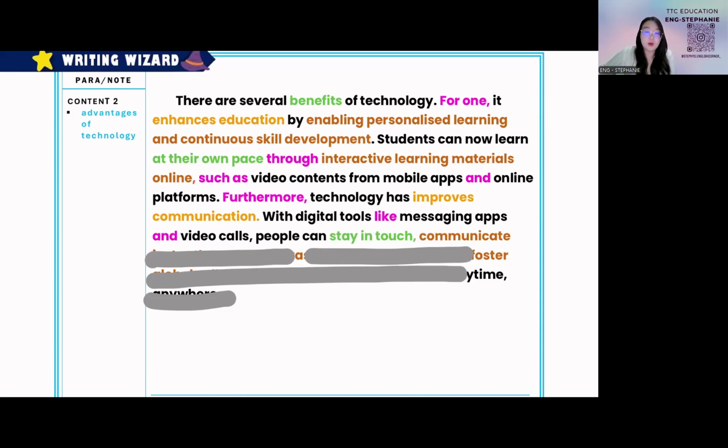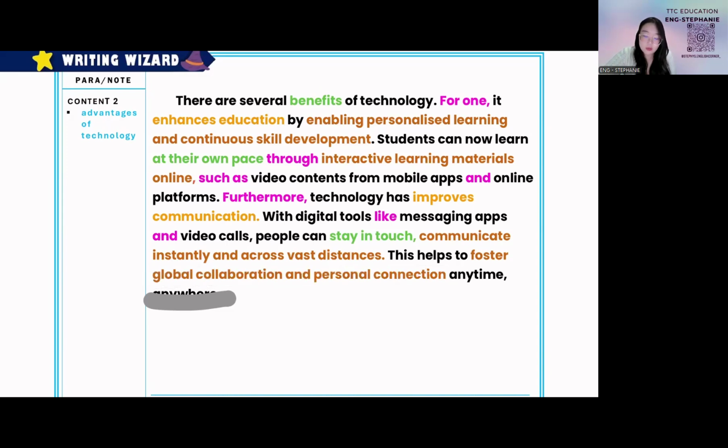We use some word pairs here. Communicate instantly across vast distances. Then your ending. So what's the effect? What are the consequences? This helps to foster global collaboration and personal connection. And then of course, the keywords, whenever you talk about online, internet, we use anytime, anywhere. Okay, write it down. Take your time. Once you have done, you raise your hand.